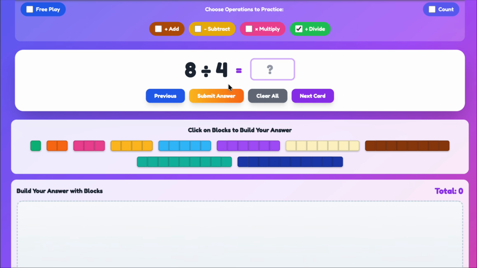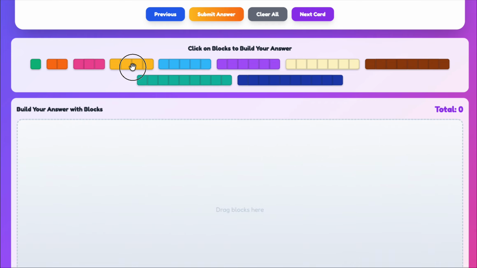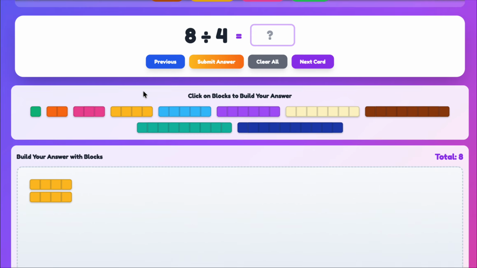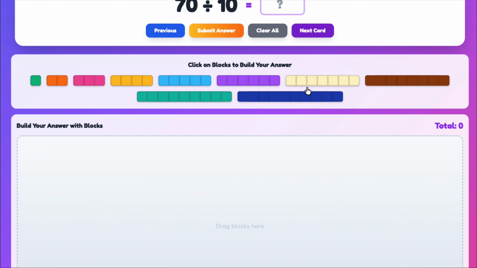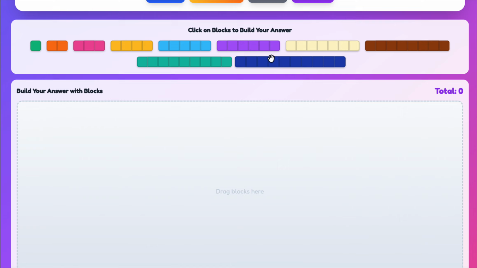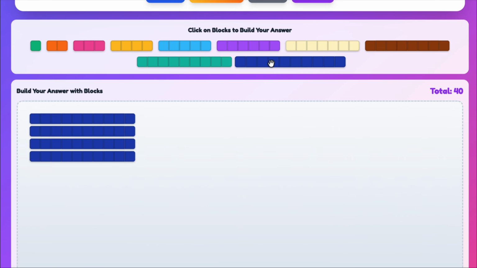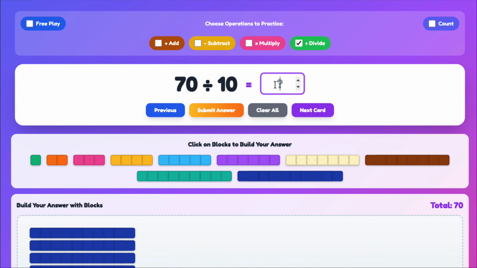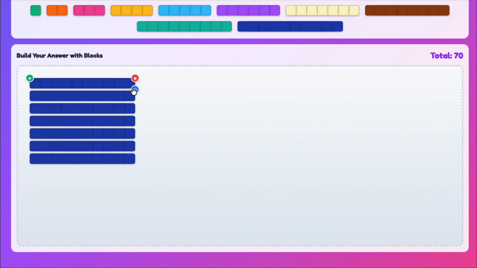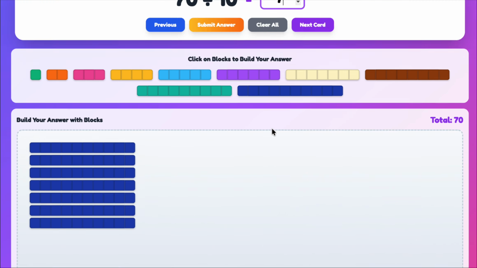Division, this just asks us how many 4s do we need to make 8? Well, we need 1 4, 2 4s. And in division, we go across and down in Mortensen Math. So the answer here is just 2. It's just how many 4s did I need to get to 8. Next card, 70 divided by 10. So I'm just going to build with 10s until I get to 70. How many did I use? I used 7. You can count 1, 2, 3, 4, 5, 6, 7.